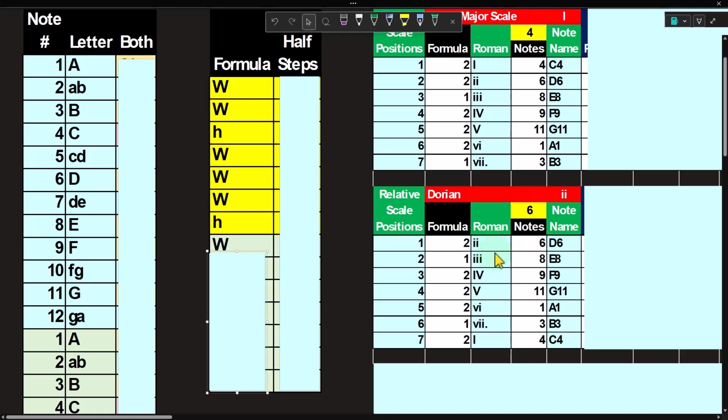So we'd say this is 2, 6 plus 2 gets me to 8, 8 plus 1 gets me to 9, 9 plus 2 gets me to 11, 11 plus 2 gets me 12, 13. There's only 12 notes in the musical alphabet. 13 minus 12 is 1. 1 plus 2 gets me to 3. 3 plus 1 gives me 4. And 4 plus 2 gets me back to the 6. So that's what we want.